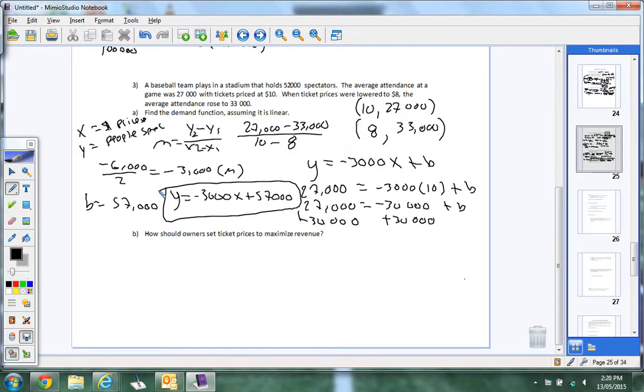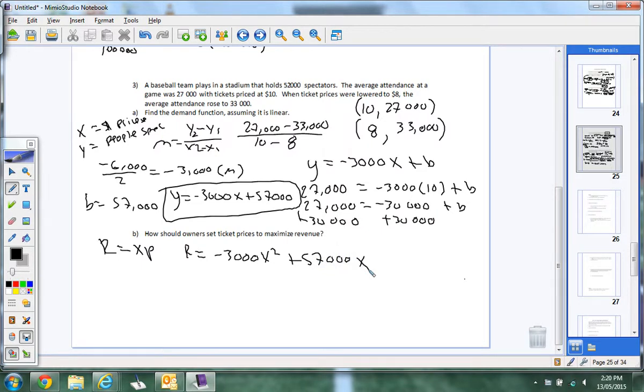Okay. How should owners set ticket prices to maximize revenue? Okay, so we want to maximize revenue. So we need to get a revenue equation and take the derivative of it. How do you find revenue again? It's demand times X, right? Revenue is X times P. Okay, P stands for demand. So all we're doing is taking the one we got and multiplying it by X. So our revenue equation is negative 3,000 X squared plus 57,000 X.